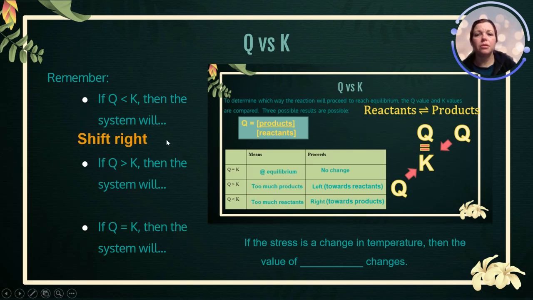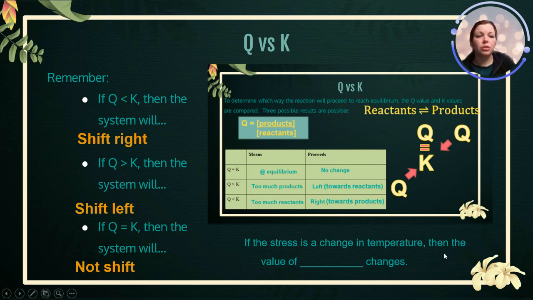So if Q is less than K, then the system will still shift right, exactly as it did here. It's going to shift towards the products. If your Q is greater than K, then your system will shift left towards your reactants. If your Q is equal to K, then the system will not shift because the stress did not impact the equilibrium. Your Q is equal to K. It will continue as it was before the stress was applied.